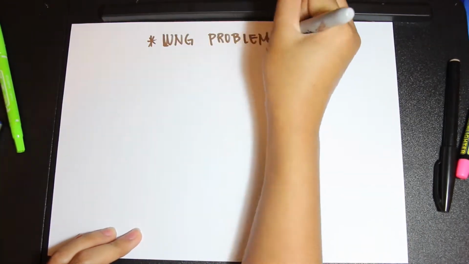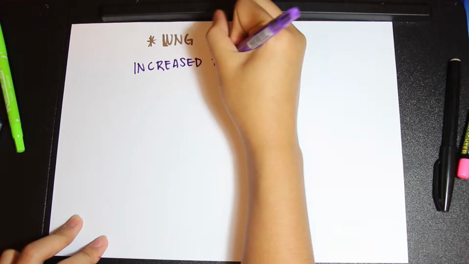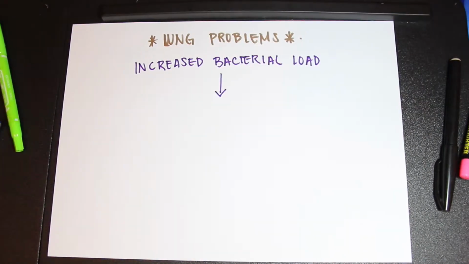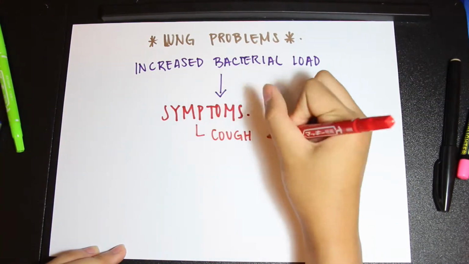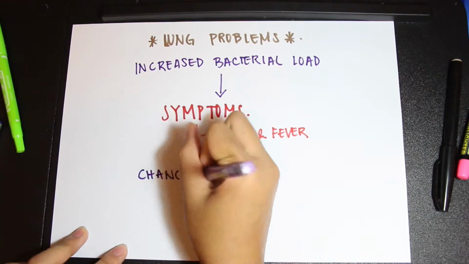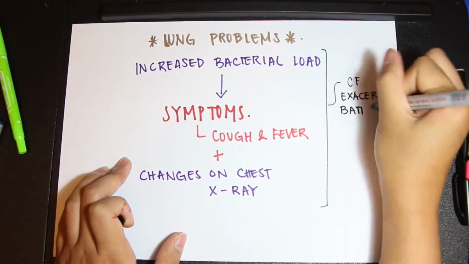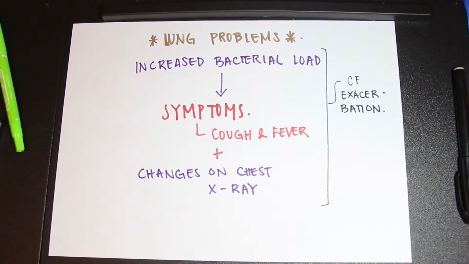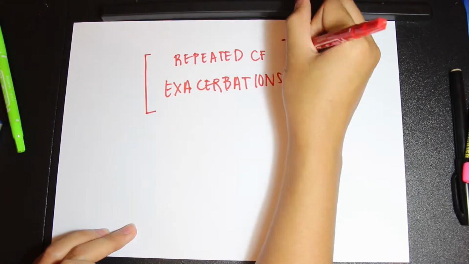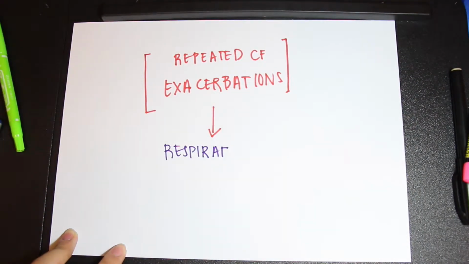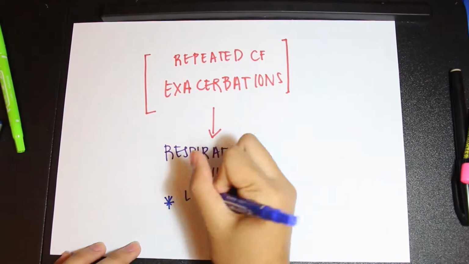If the bacterial load suddenly increases, it causes symptoms like cough and fever, a decrease in lung function, and sometimes changes on a chest X-ray. This is called CF exacerbation. Over time, repeated CF exacerbation can ultimately lead to respiratory failure, the leading cause of death with CF.